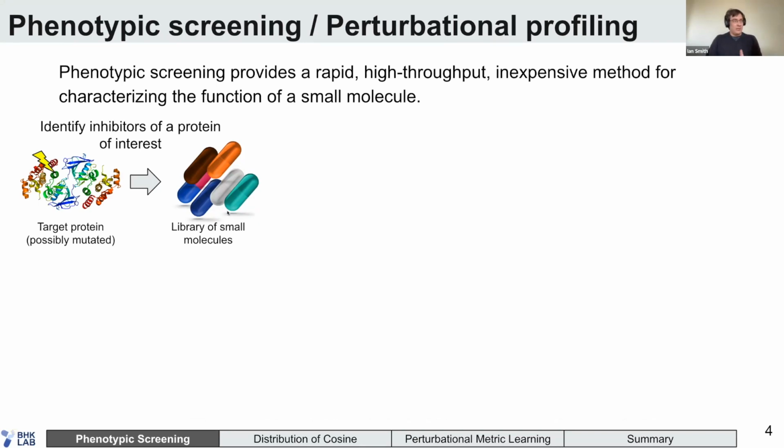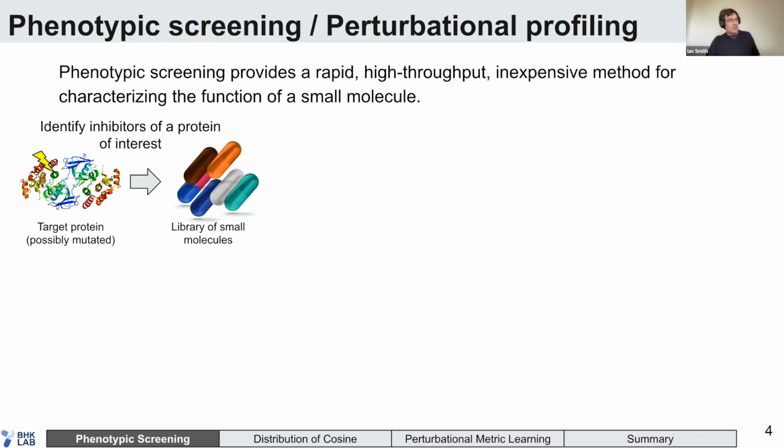So you can then screen with, say, a binding assay against some library of small molecules, of which many exist with 10 to the 5 different candidate therapeutics. This is difficult because it doesn't scale all that well. Protein targets are frequently mutated, and so you might have to do this sort of procedure for each mutant protein of interest.